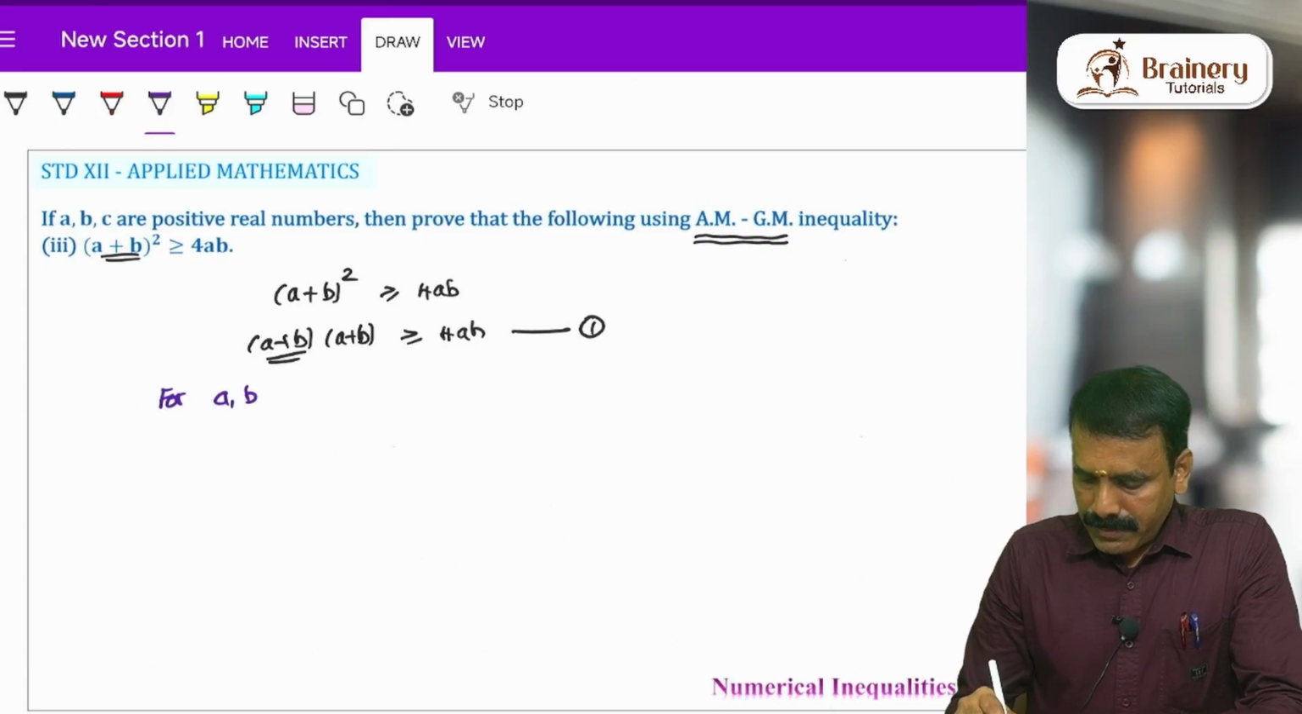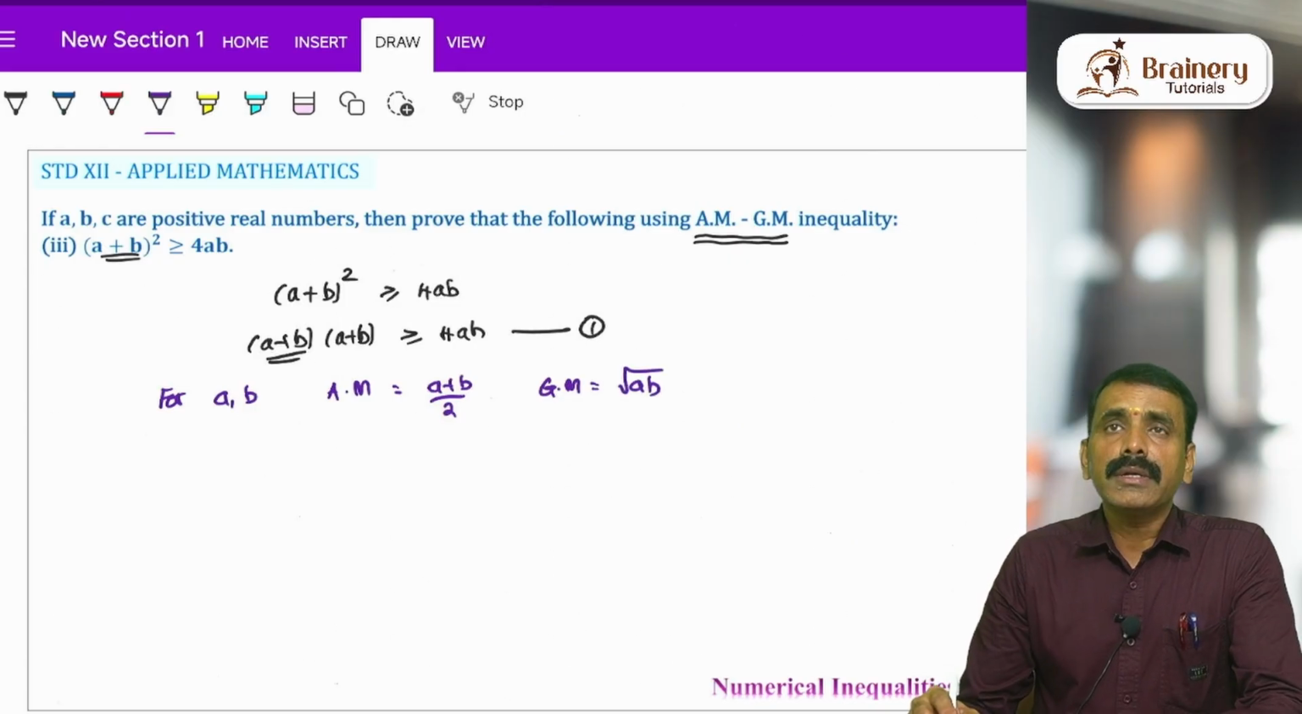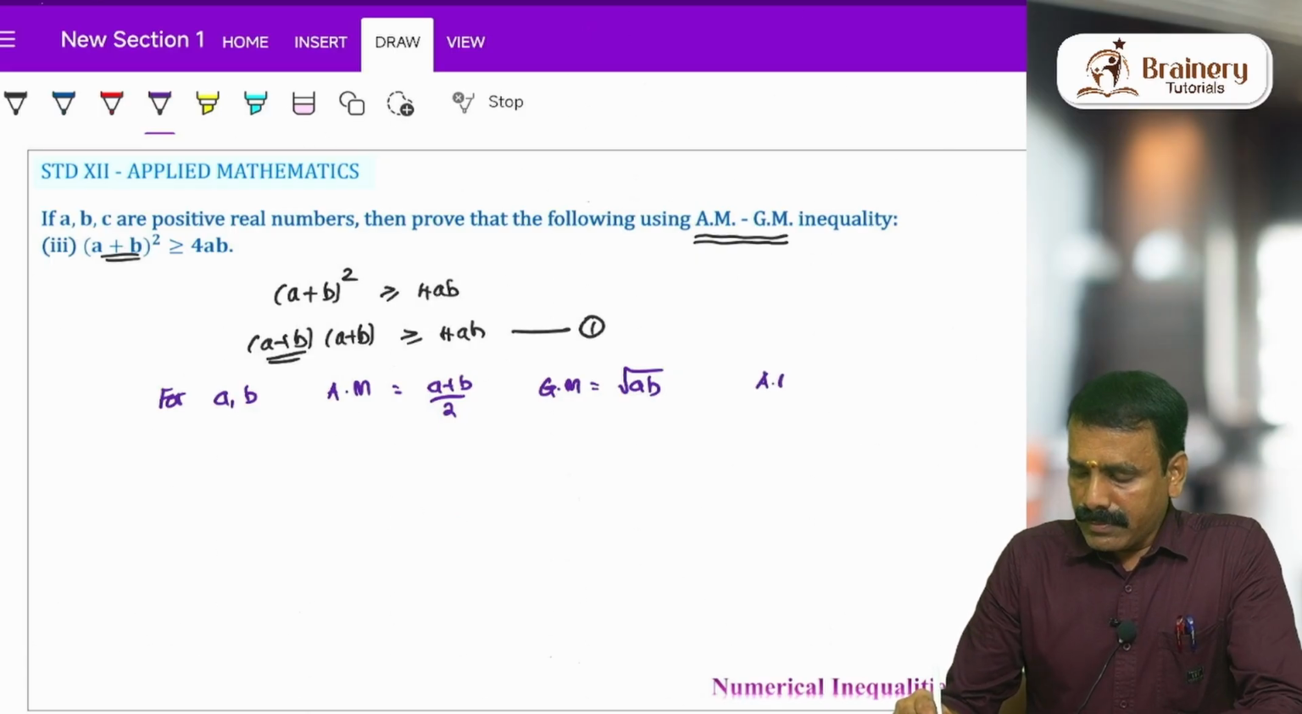For A, B, the arithmetic mean is going to be (A plus B) by 2. The geometric mean will be root of AB. Is it clear? Because it is the product of two numbers, we have to take only the square root. And we have the inequality AM greater than or equal to GM, which implies (A plus B) by 2 is greater than or equal to root of AB.